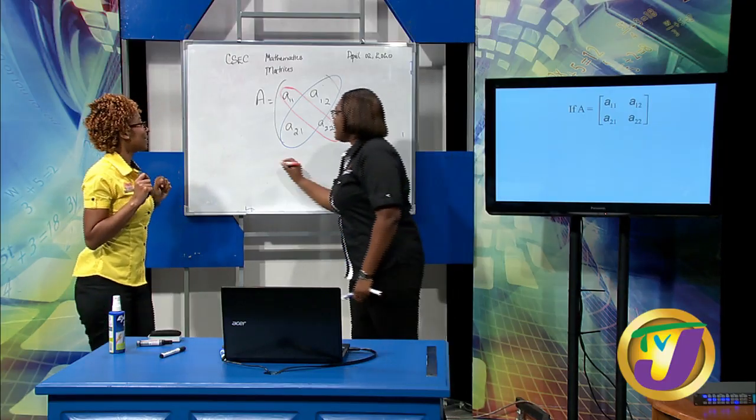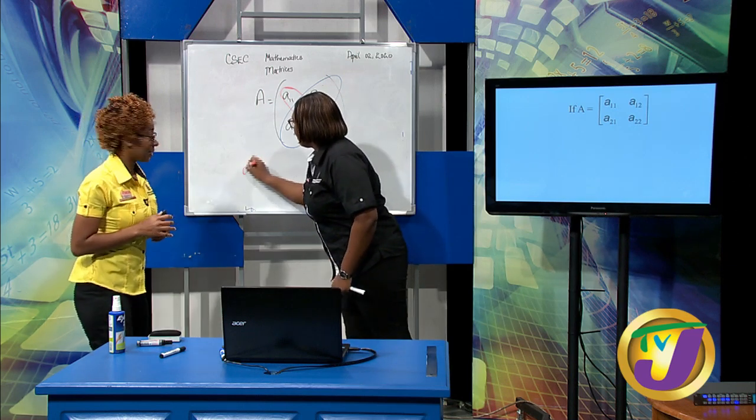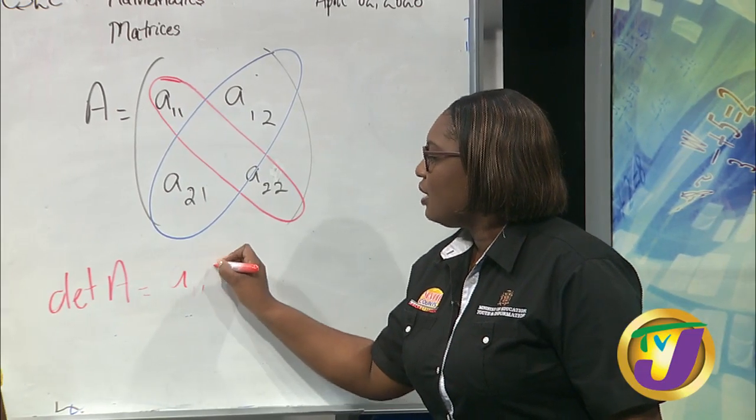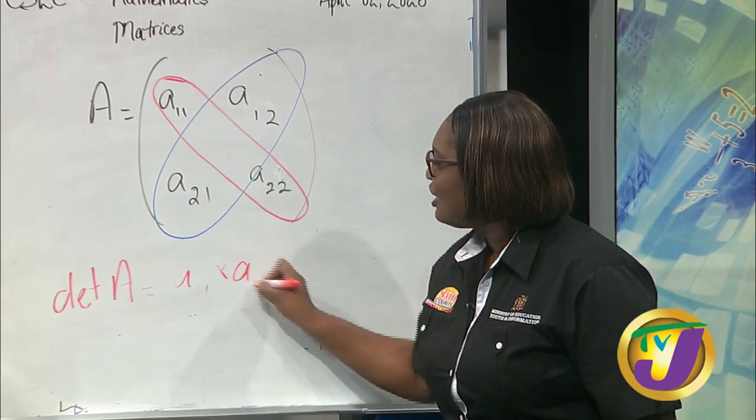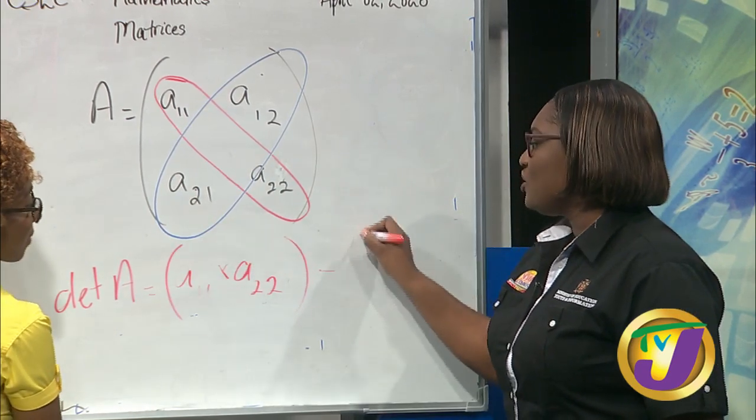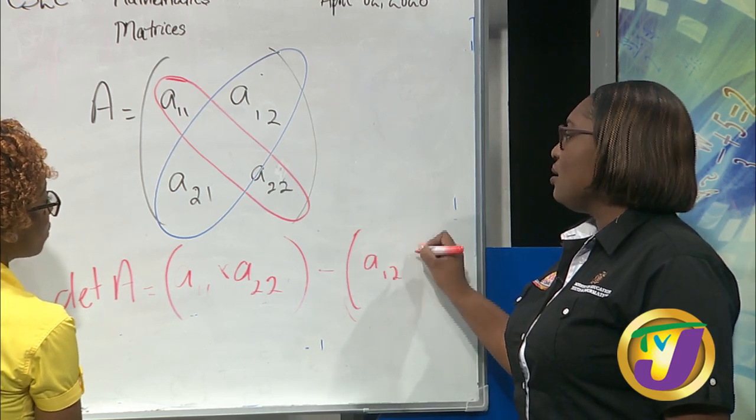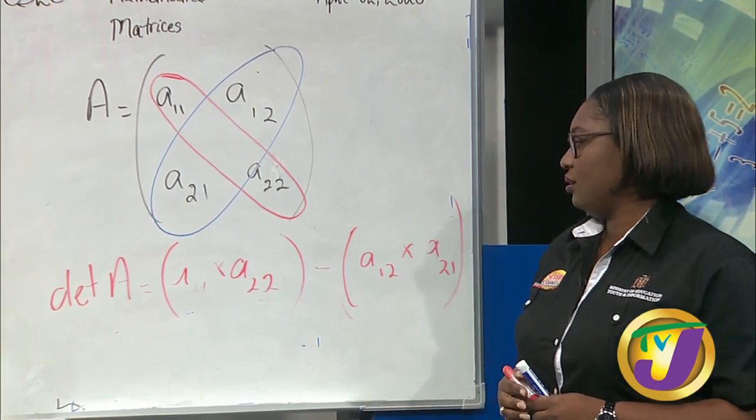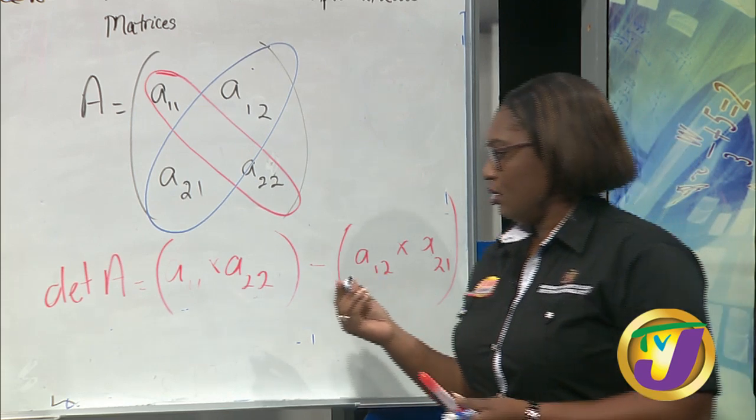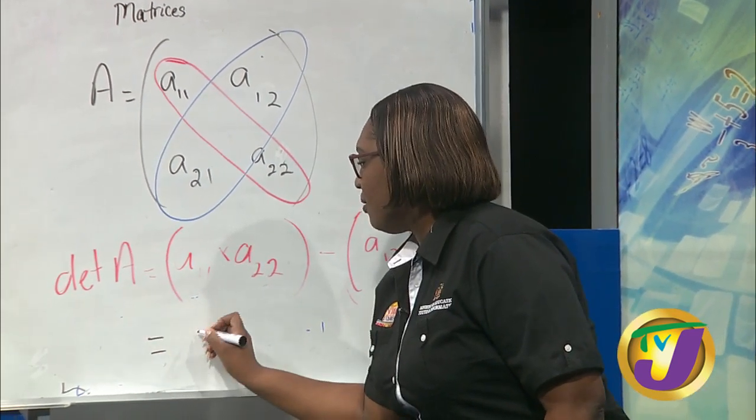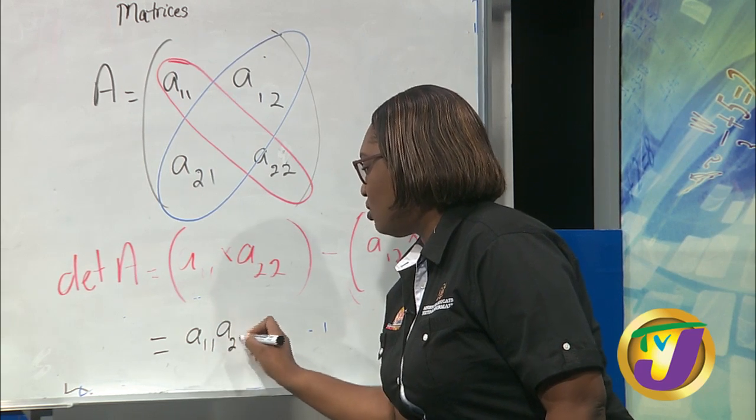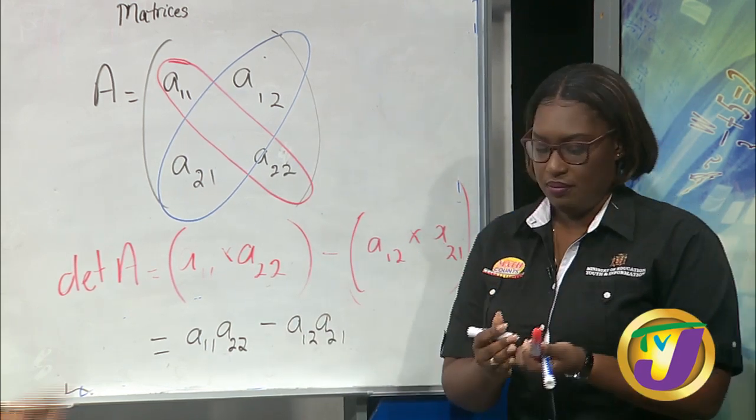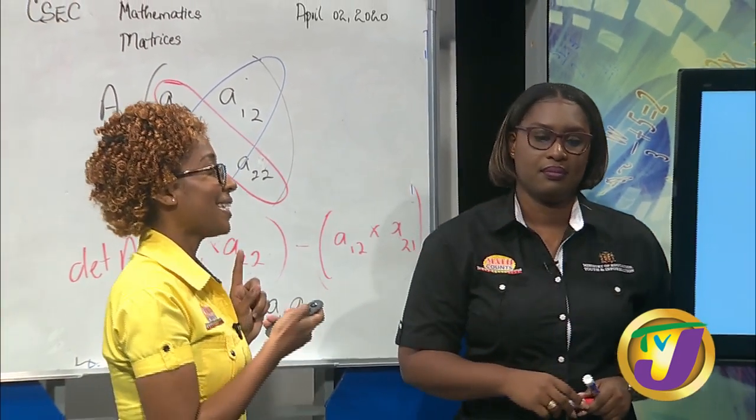Multiply. Good. So it means that here, to find the determinant of A, I need to find the product of A11 multiplied by A22, and then I will subtract the product of A12 multiplied by A21. Which gives us what? Can you just simplify it for me, please? So it's simply A11 A22 minus A12 A21. And guess what? She is indeed correct.